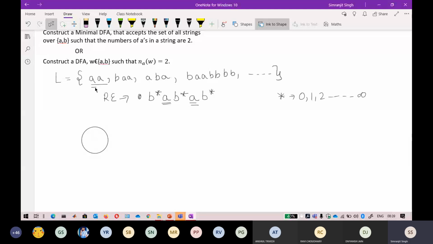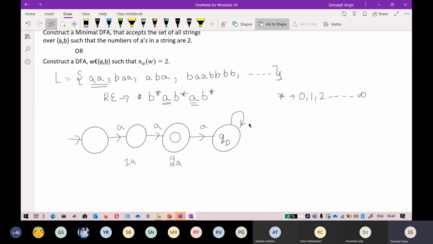The second step is to start with the smallest string, that is a. So a has to be followed by another a. Till here there is one a, and now in this state there are two a's. If another a comes, you know what to do: you just draw a dead state here. I denote it by qd. After it, it will be trapped in that state forever.